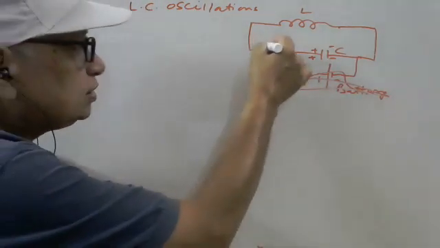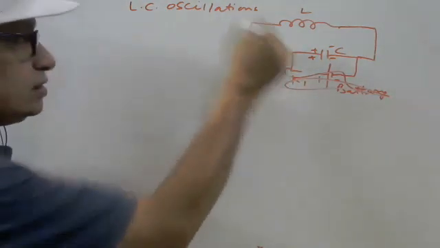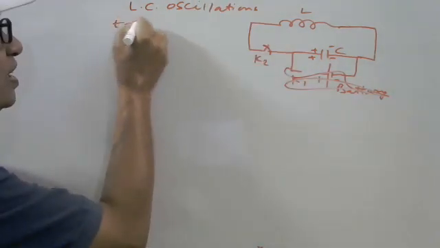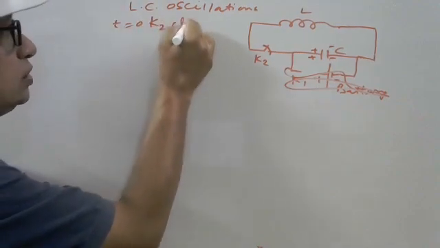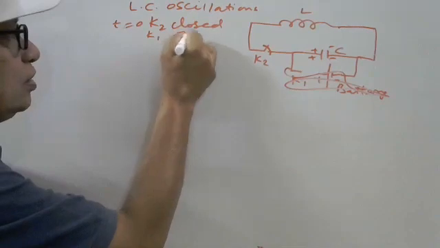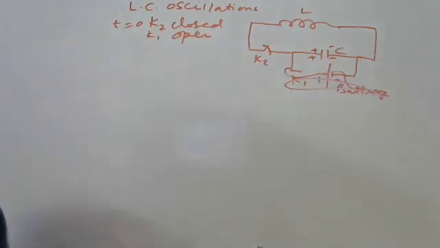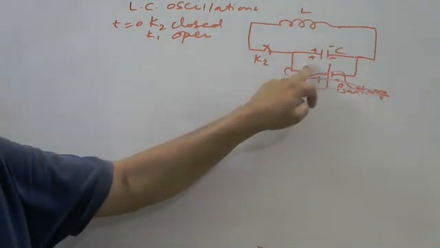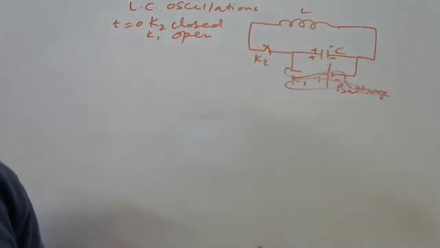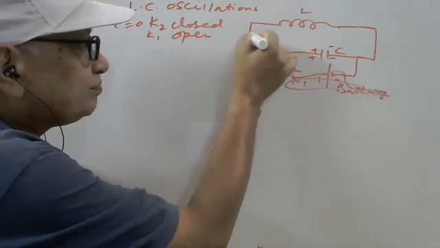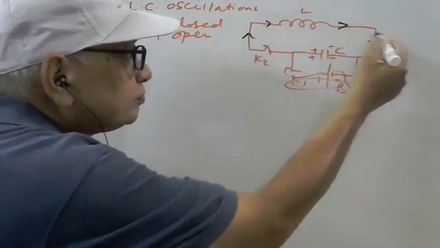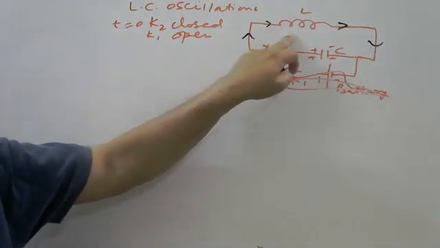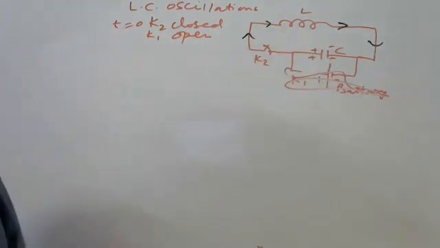Battery is now removed, and close the key K2 at t is equal to 0. Suppose now K2 is closed and K1 is open. So what will happen here? Now this capacitor will behave like a battery, because the left plate is positive and the right plate is negative. So a current flows clockwise in the circuit like this, and this inductor is getting charged here.